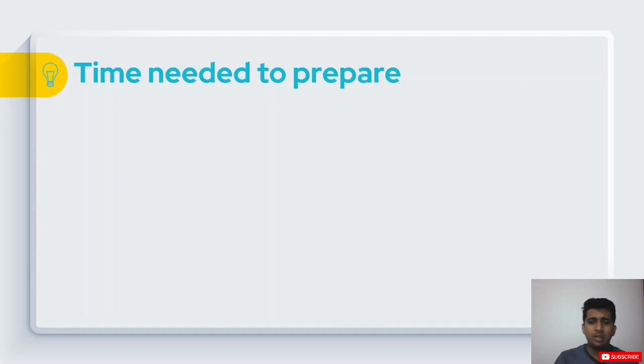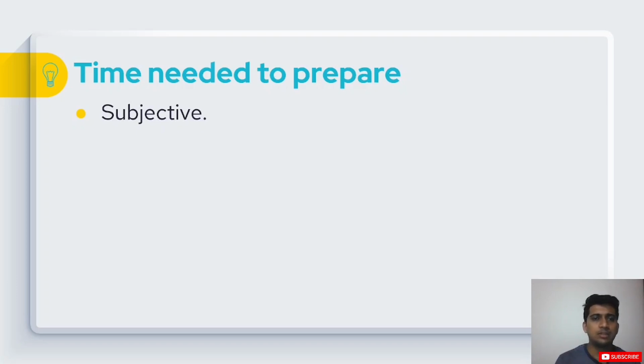Time needed to prepare. There is no exact formula or exact number of days or hours which I can tell. It's quite subjective how much time it takes to clear this exam. I've seen people clearing it within 3 months, who are really expert in the supply chain field, who have been there for quite some years, who know the certification process, and they are clearing it within 2-3 months. Not just CPIM but CSCP and CLTD as well.